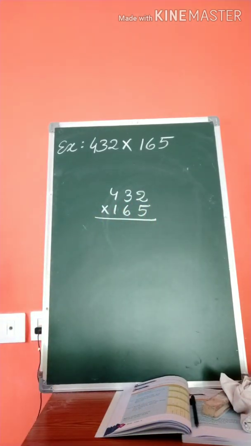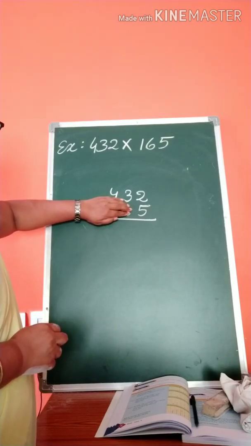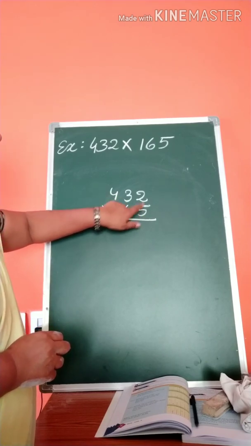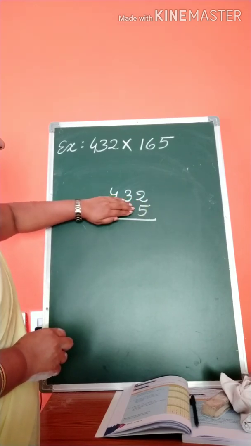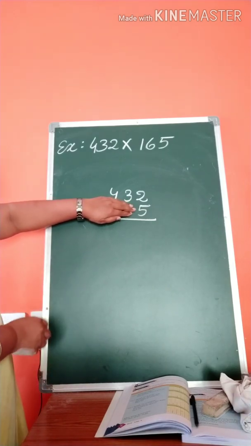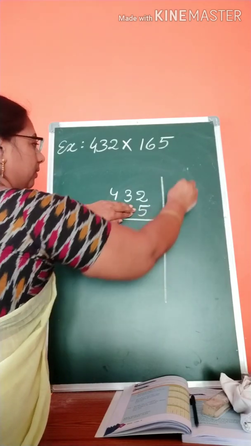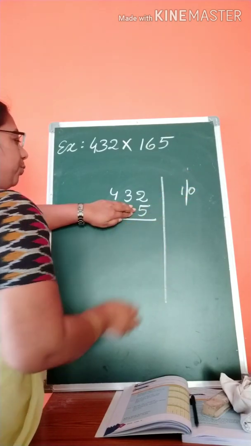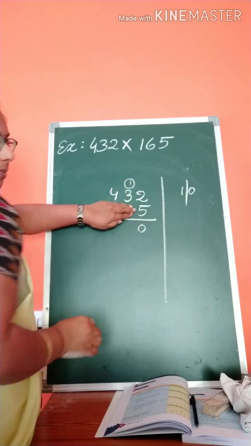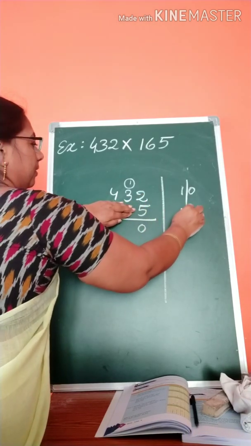What I told? First we have to forget the digits in the tens place and the hundreds place. Take only the digit in the ones place, that is 5. Start doing multiplication with 5. Okay, start doing multiplication of 432 with 5. Already we know this, right? 5 2s are 10. Then what we have to do, 0 should be written down and 1 should be carried to the next place. Okay, now 5 3s are 15.